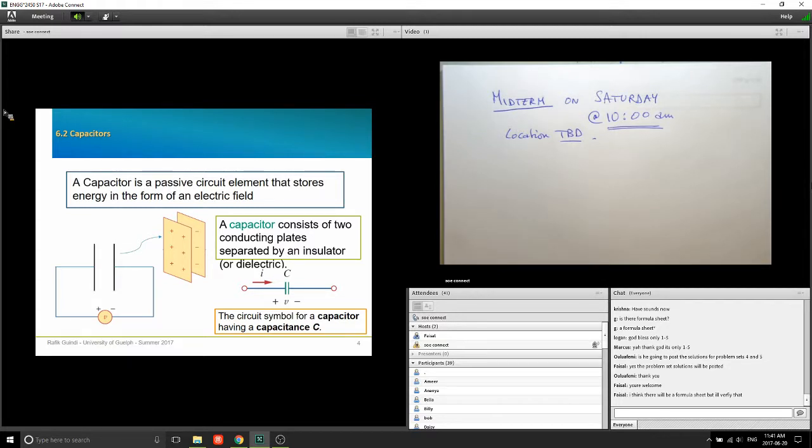So there is no way the current can actually flow through, but somehow we find this interesting phenomenon that takes place. Look, we have a voltage source down there, plus and minus. The positive side of the voltage source is going to create a positive charge on the plate attached to it. And the negative side of your voltage source is going to create a negative charge on the plate that is attached to it, okay?